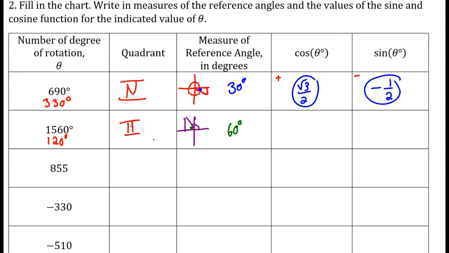In quadrant 2, cosine is negative and sine is positive. My x values are negative. My y values are positive. The cosine of 60 is a half, but it's going to be negative. The sine of 60 is radical 3 over 2, and it's going to stay positive.